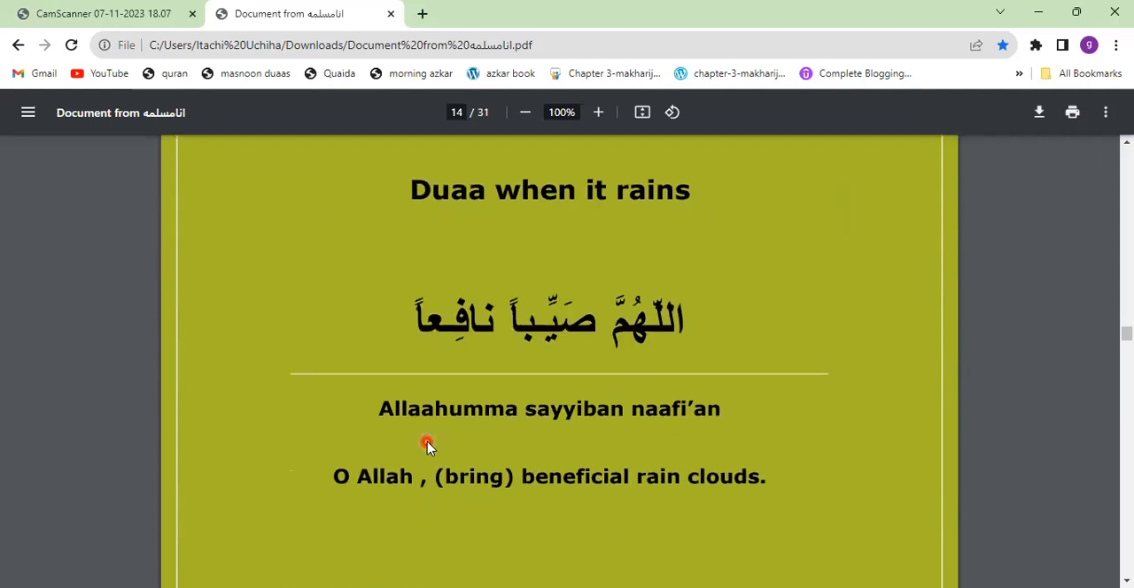So it says dua when it rains. Prophet Muhammad sallallahu alaihi wasallam told us this dua so that we can ask Allah subhanahu wa ta'ala for the rain that benefits us. Why? Because the rain can be very dangerous. It can cause flood, it can cause lightning that can cause fire, or it can be harmful for human beings in different ways, right? So we should always ask Allah subhanahu wa ta'ala for the rain that is a source of blessing for us.